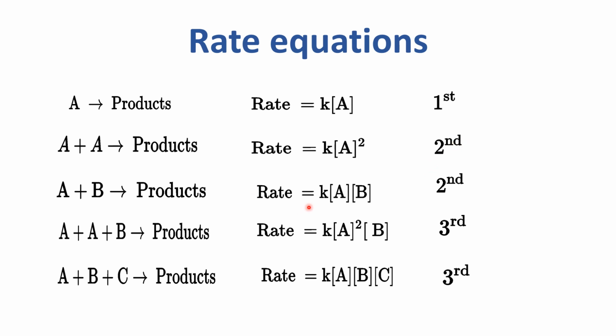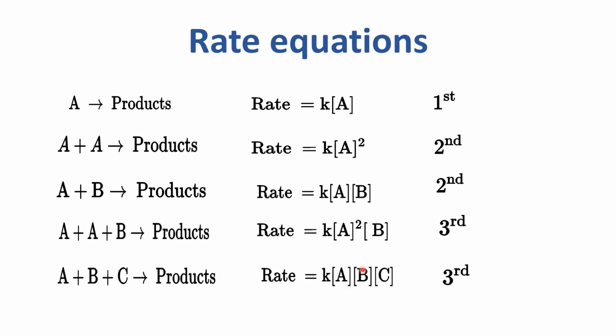So here we had 2 different reactants, A and B. The exponent of A will be 1, and the exponent of B is also 1. So 1 plus 1 would be second. Here we have 3 reactants, A raised to power 2 while B raised to power 1. So 2 plus 1 would be 3. So it will be a third order reaction.